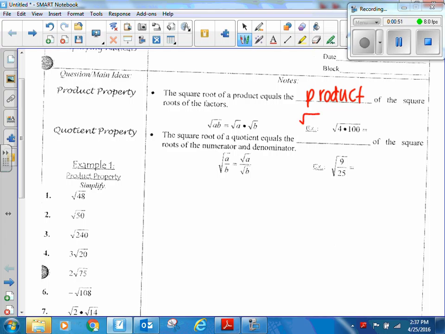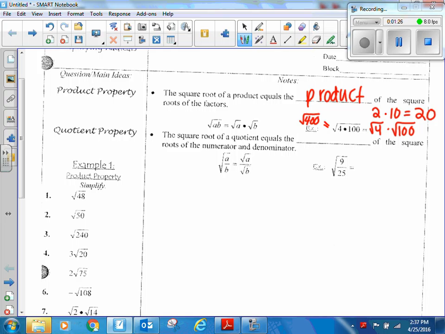So for this example, we can say the square root of 4 times 100, which is 400. You can break that down into the square root of 4 times the square root of 100. Then you can take the square root of 4, which is 2, the square root of 100, which is 10, and 2 times 10 is 20. So we're going to work with manipulating and simplifying these radicals by breaking them up inside and then taking the perfect squares.